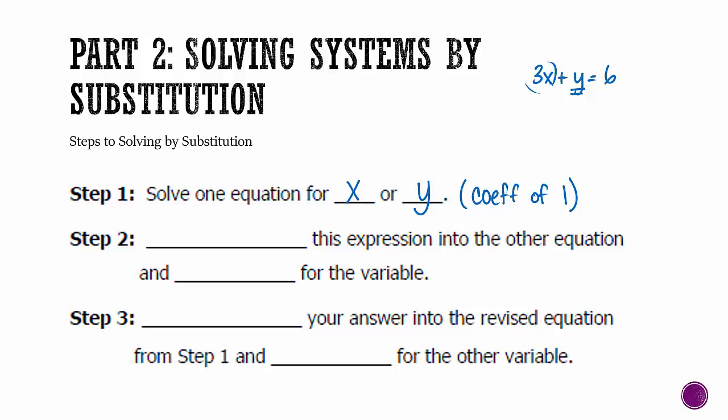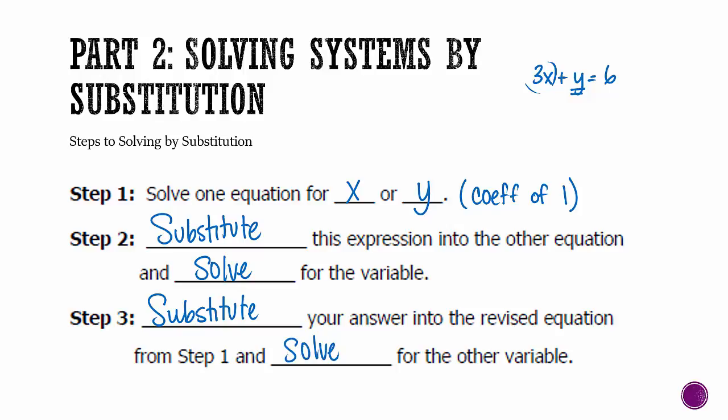Once you've solved one equation for x or y, you need to substitute that into the other equation and solve for the variable that's left over. And then you substitute again your answer this time into the revised equation from step 1 and solve for the other variable. I know this looks like a lot of steps, but we're going to solve, substitute, solve, substitute, solve.